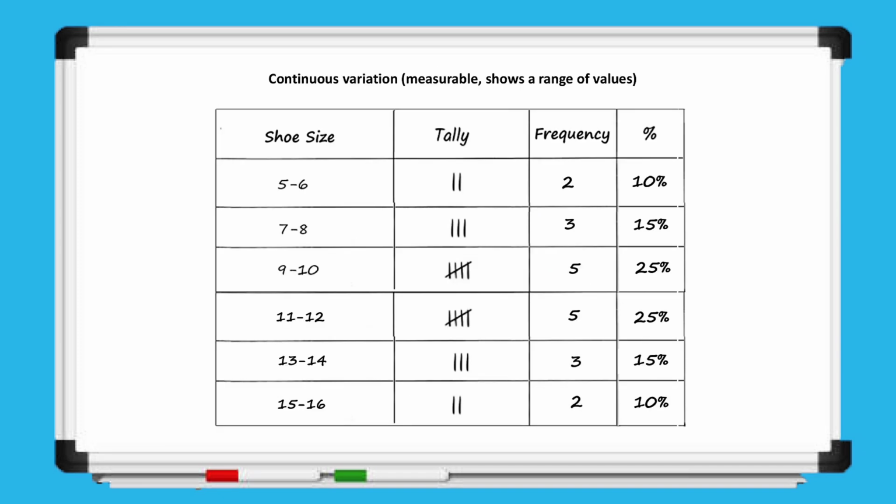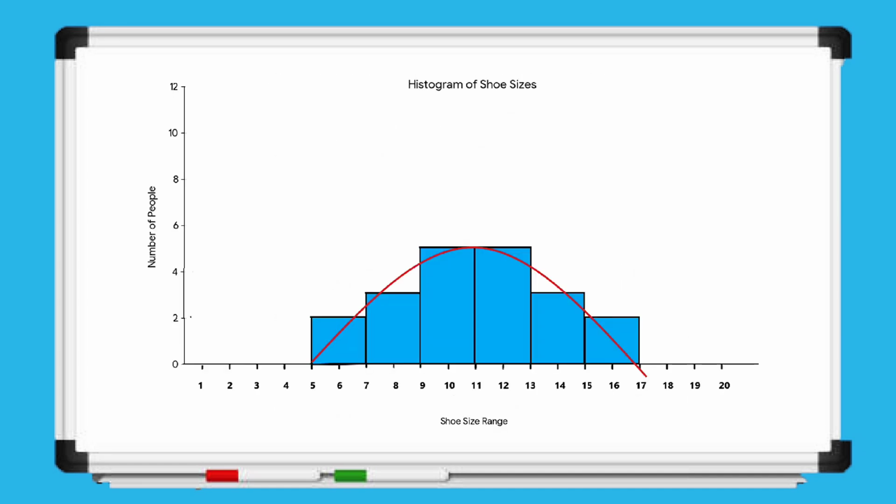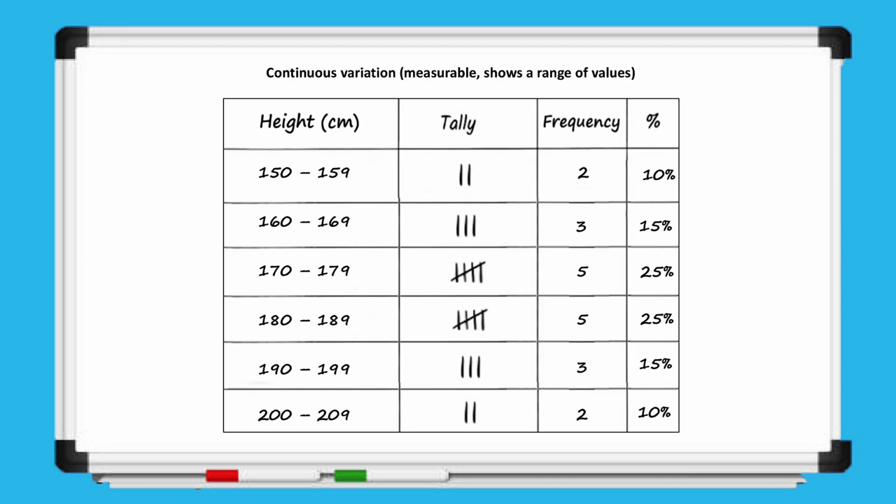Now consider the shoe size data. This also shows continuous variation. Shoe sizes are grouped into ranges such as 5 to 6, 7 to 8, 9 to 10, and so on. The frequency of people in each group is recorded. A histogram is used, and again a normal distribution curve may appear, showing that most people fall in the middle size ranges. Finally, we look at the height data.